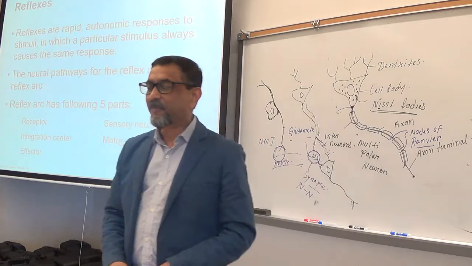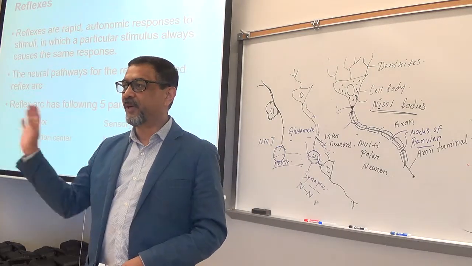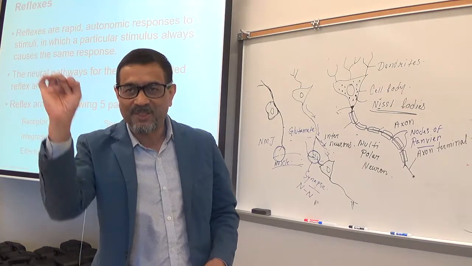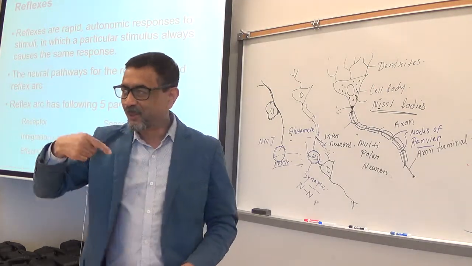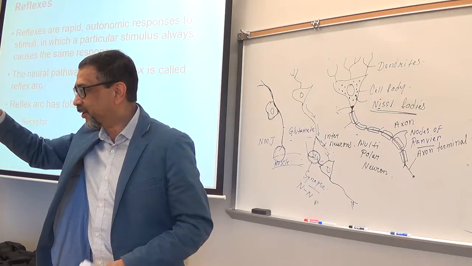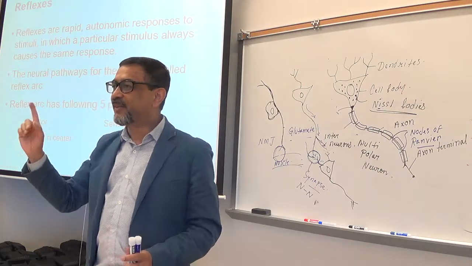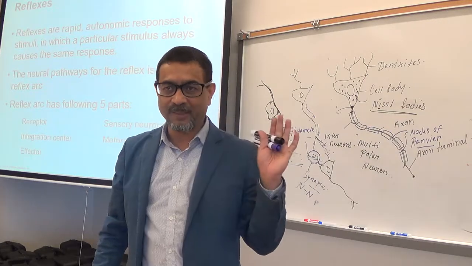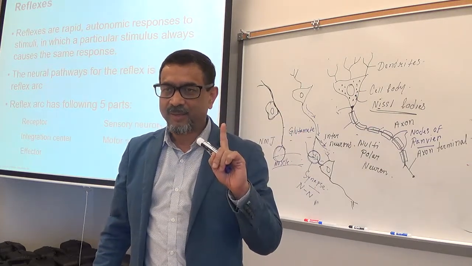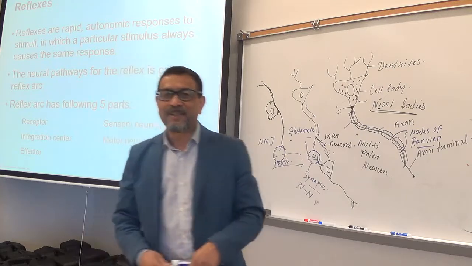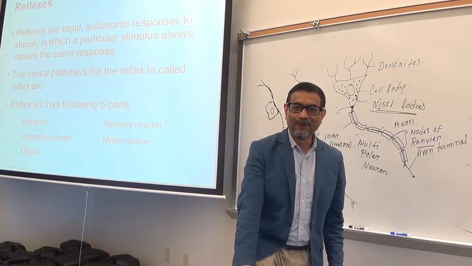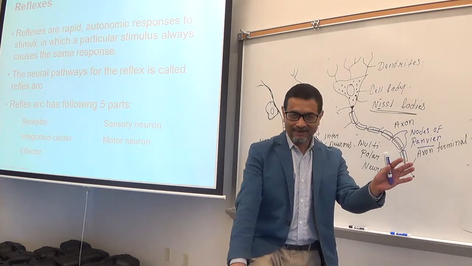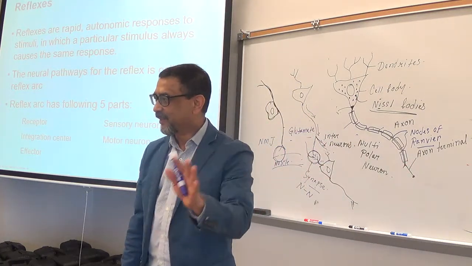So now you tell me, is a reflex voluntary or involuntary? Involuntary. Okay, the pupil constricts by itself. You don't do that. Your leg kicks forward by itself. You don't do that, right? So a reflex must be involuntary or autonomic. Number one. If I hit here and you move your leg voluntarily, that is not a reflex.